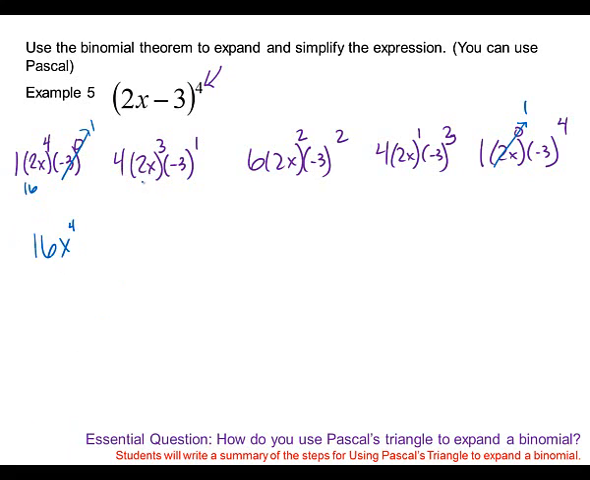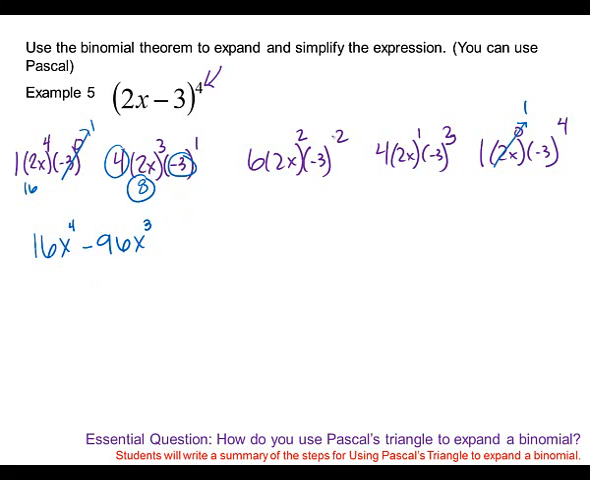What's 2 cubed? 8. So in this term right here, I have to multiply 4 times 8 times negative 3. Tell me what that ends up being. You have calculators. Negative 96, and we still have the x cubed, right?